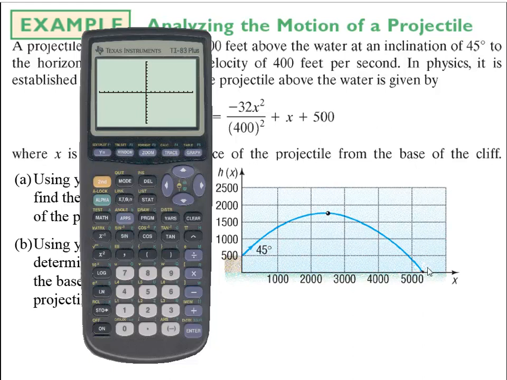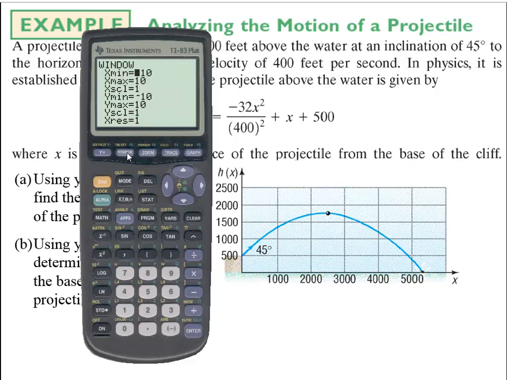So 0 to 6,000 would be a good viewing window. Now, obviously, negative distance doesn't make sense here, right? Because we're shooting a positive distance away from the cliff. Also, negative y's don't really make sense here either, if we're not considering the cannonball going below the surface of the water.